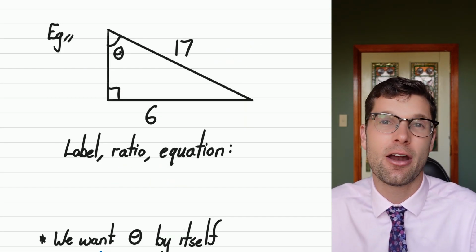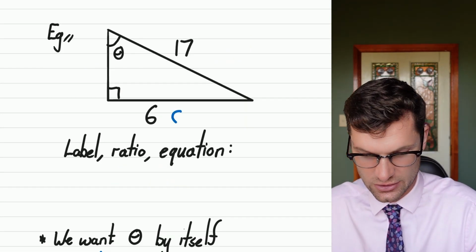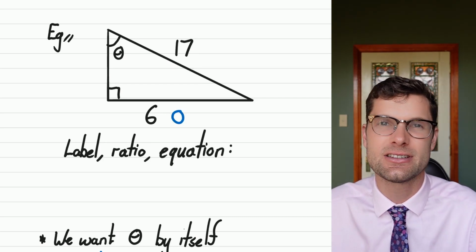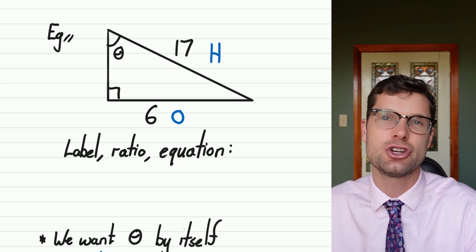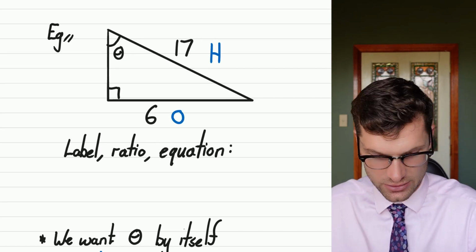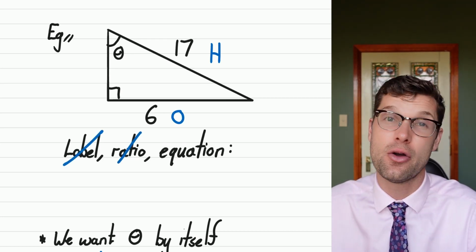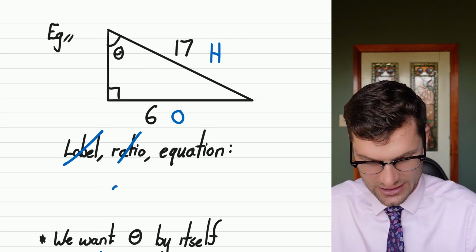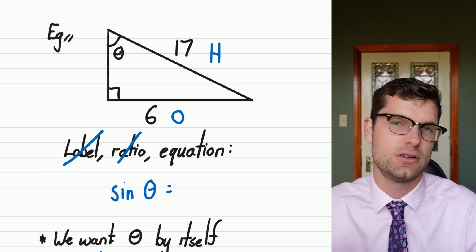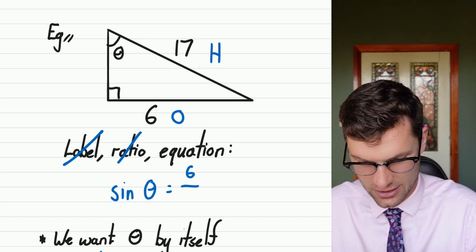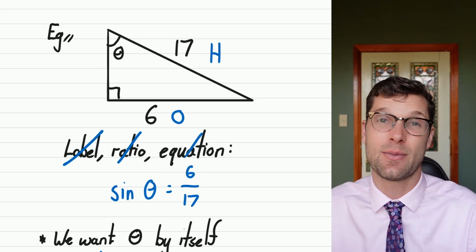So for this example here, I'm going to label my two sides. This is opposite my angle of interest, and I have the hypotenuse as well. So if I've got O and H, that means I'm using sine. So that means my label and ratio are always done. The equation for this is that sine of the angle is equal to O divided by H, which is 6/17, and that's my equation done.